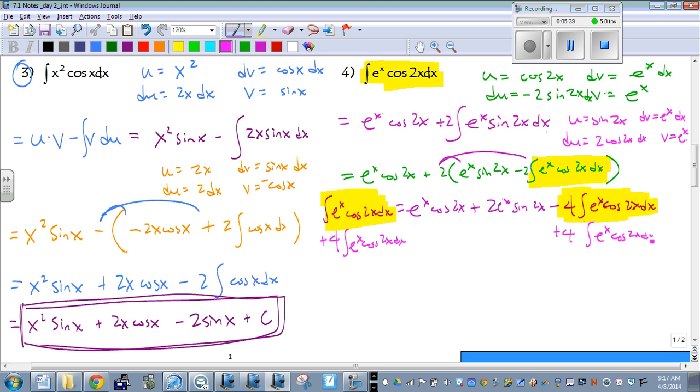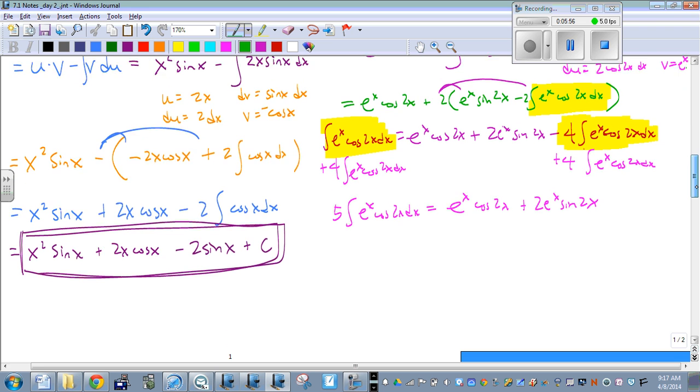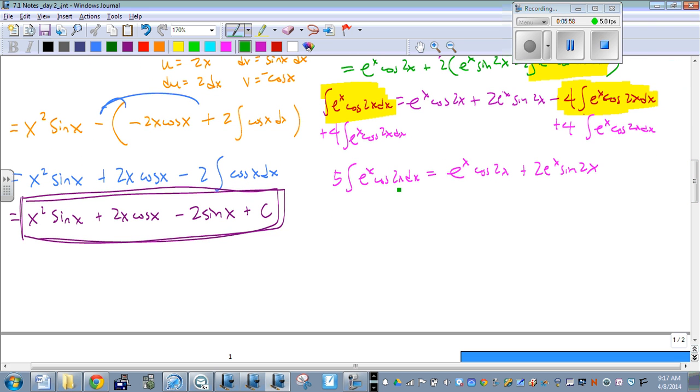So we end up with 5 times the antiderivative of e to the x cosine of 2x dx equals e to the x cosine of 2x plus 2e to the x sine of 2x. And then all we have to do to solve this, remember this is what we're trying to figure out, is divide both sides by 5.